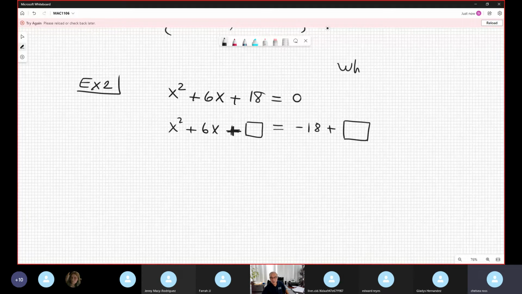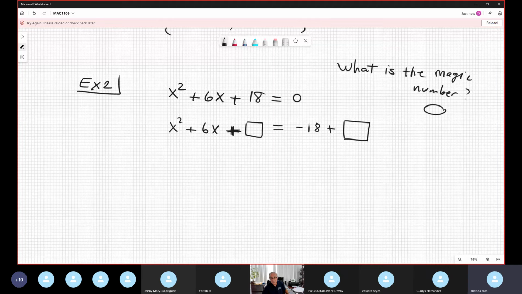And so what is the magic number? 9. Very well. Where does this 9 come from? 6 divided by 2, squared. 6 divided by 2 is 3, and 3 squared is 9. So the magic number is 9.